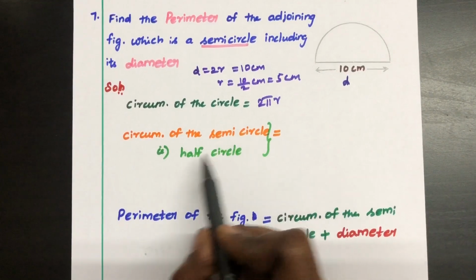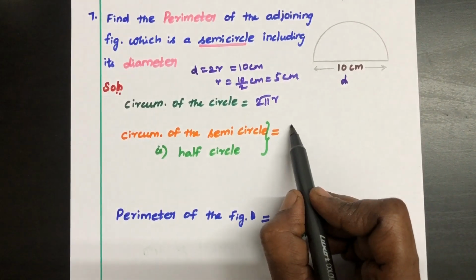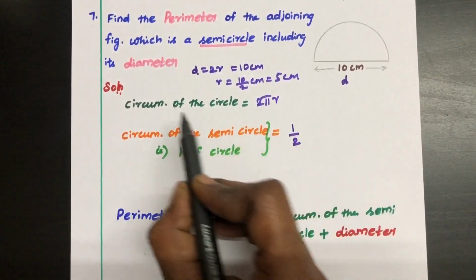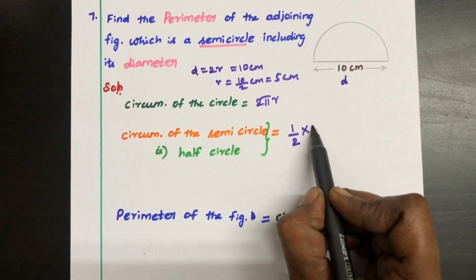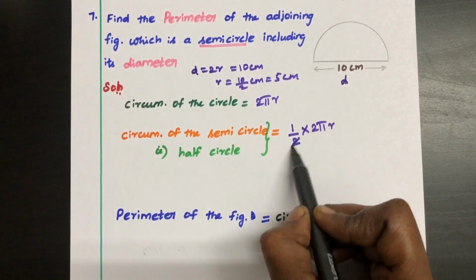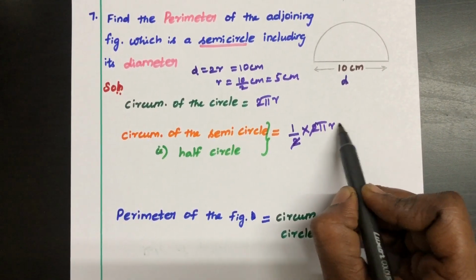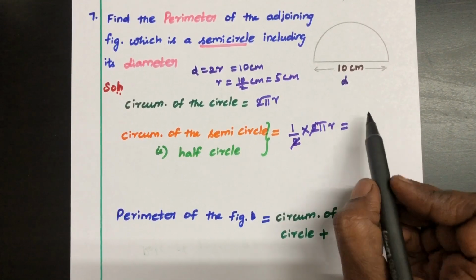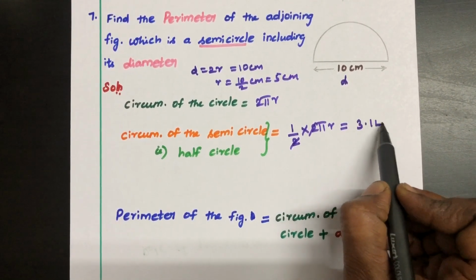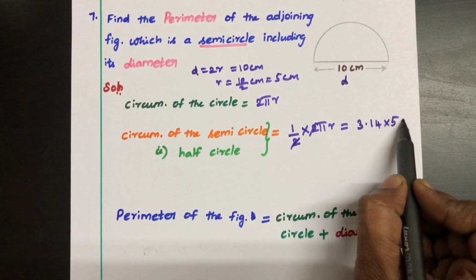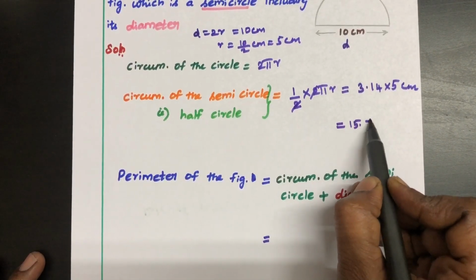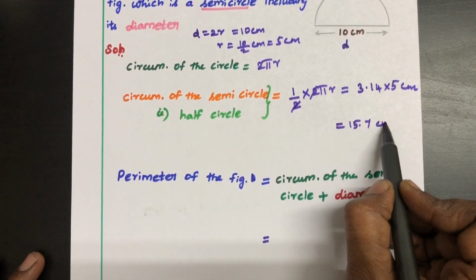So, circumference of the semicircle is nothing but half of the circumference, half of 2 pi r. If we cancel, we will be left with pi r. Pi is 3.14 into 5 centimeter, 15.7 centimeter.